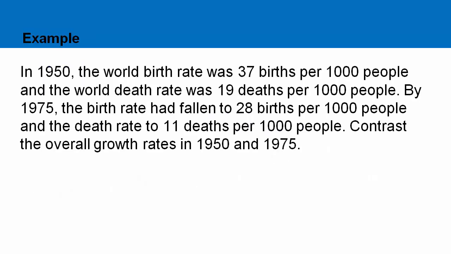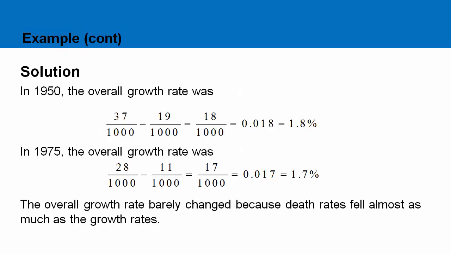So another example: in 1950, the world birth rate was 37 births per 1,000 people, and the death rate was 19. By 1975, the birth rate had fallen to 28, and the death rate to 11, right? We're getting better with medicine and things to make us live longer. So now we can contrast the overall growth rates in 1950 and 1975. Very simply, in 1950, 37 over 1,000 minus 19 over 1,000 left us with 18 over 1,000, or 1.8%. Do the same thing with the 1975 numbers, and we get 1.7%. So the overall growth rate barely changed because even though the birth rates went down, so did death rates.